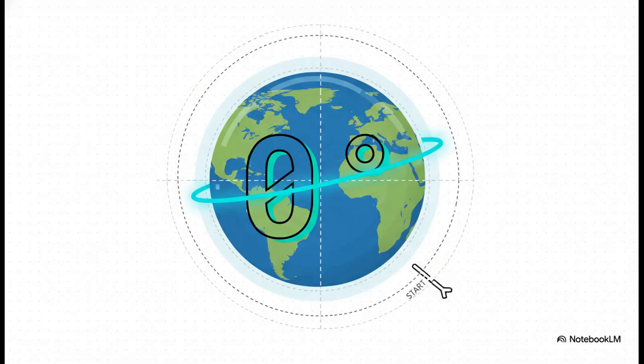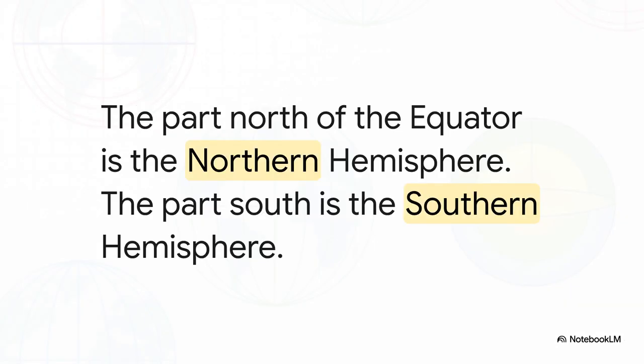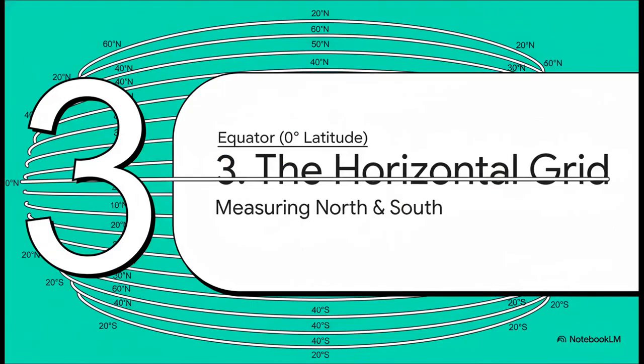And because it's our starting line, we give it a number, 0. 0 degrees. That's the baseline. Everything, and I mean everything, measured north or south, starts from this exact line. So what about those two equal parts the equator creates? Well, we call them hemispheres. Makes sense, right? Hemi means half. So everything north of the equator is the northern hemisphere, and everything south is, you guessed it, the southern hemisphere. Easy.